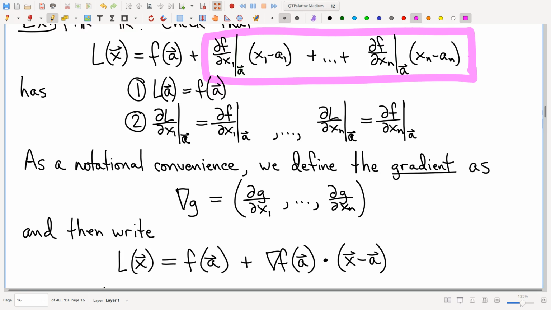Okay? That expression, well, it's a sum of products. The factors in the products are a bunch of partial derivatives, and then a bunch of coordinate differences. It's a sum of products of pairs of factors. Where have we heard that expression before? A sum of products of pairs of factors? That's exactly the structure of a dot product. You can't help but notice that's a dot product.